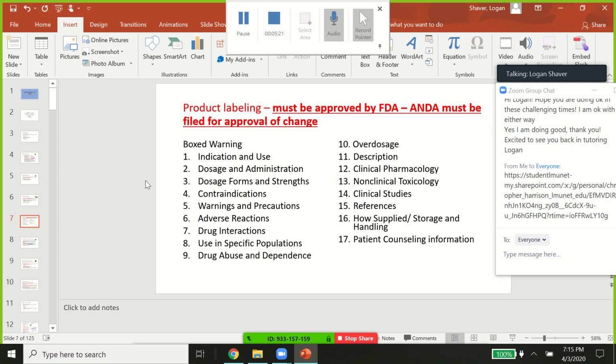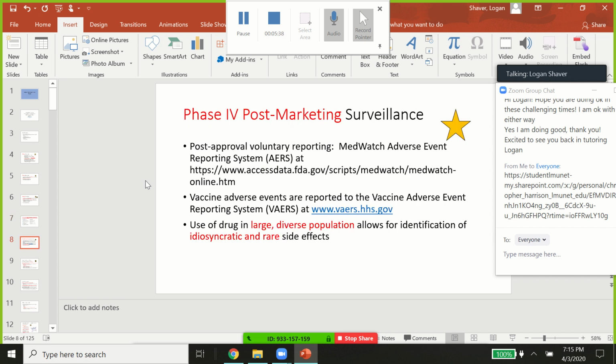So that's how you get your label made, and this is all happening, by the way, within phase 3. This is the kind of stuff that you'd find on the box warning or the label. So it's quite a bit of information. It's pretty much everything you would need to know about that particular drug. All right, so now on to the last phase.